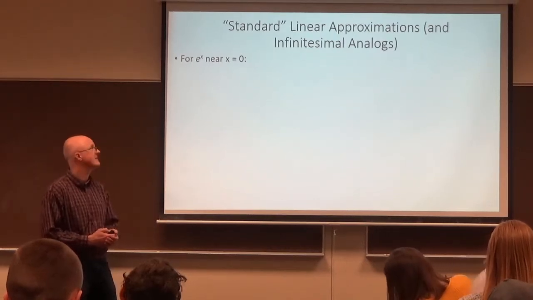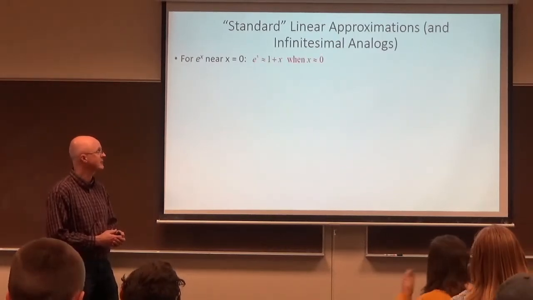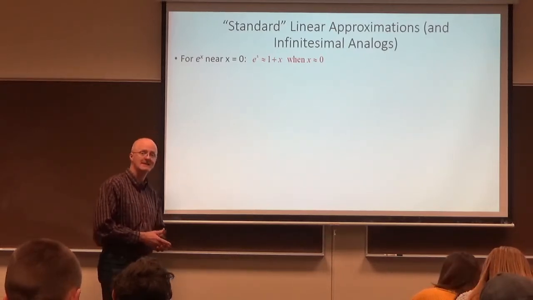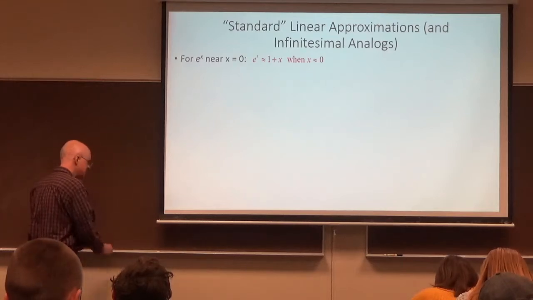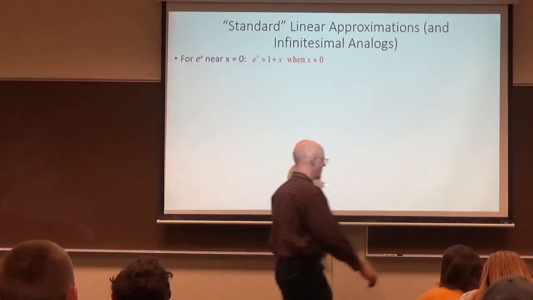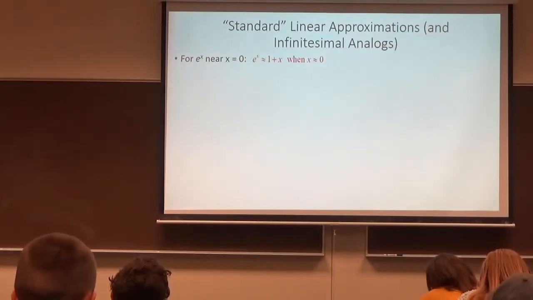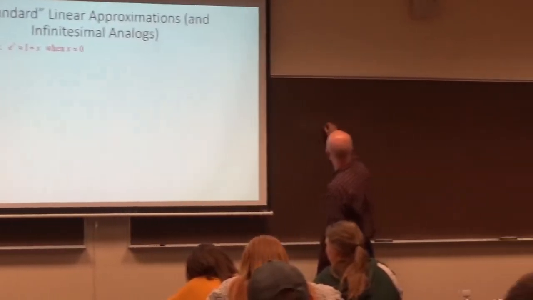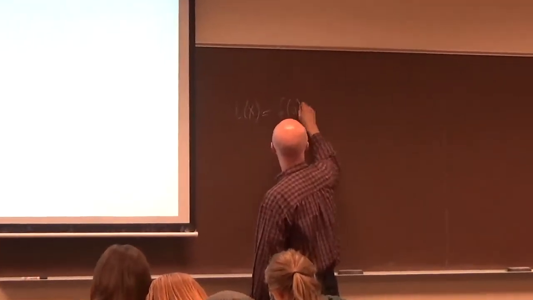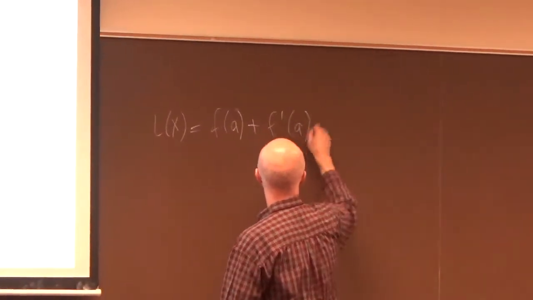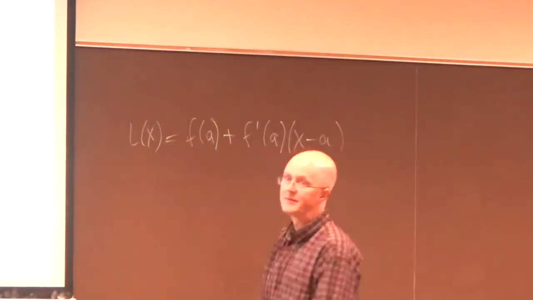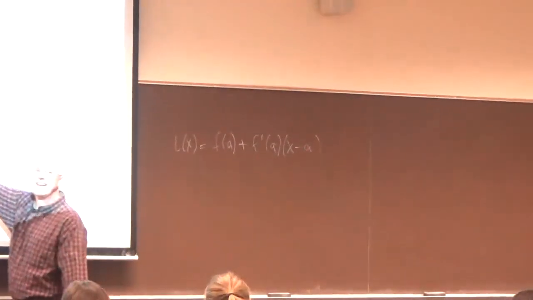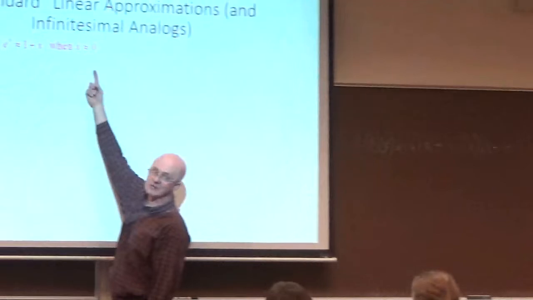For e to the x, near x equals 0, here is a standard linear approximation. e to the x is approximately 1 plus x when x is approximately 0. And with each of these things, you can pretty quickly verify them by using the formula for the tangent line approximation. Local linearization, L of x is f of a plus f prime of a times x minus a. For most of these, a is going to be 0. You don't see an a in there, but it's implied. The 0 is what a is.